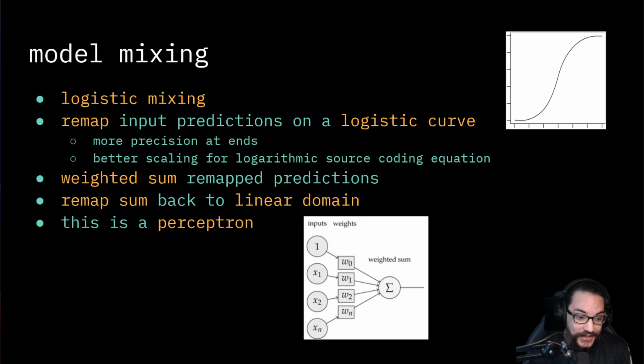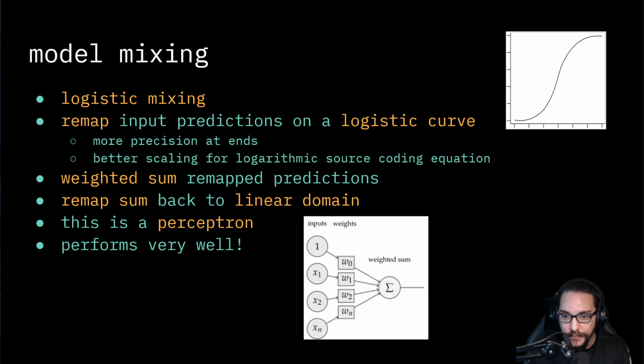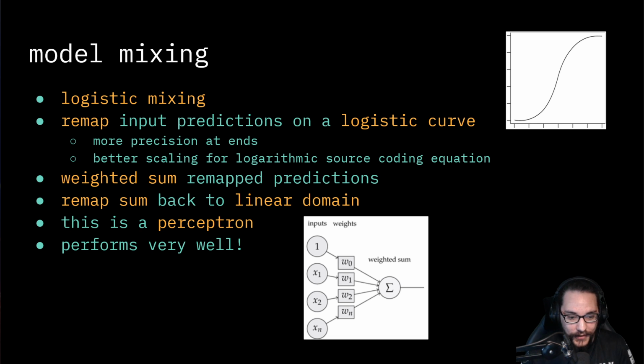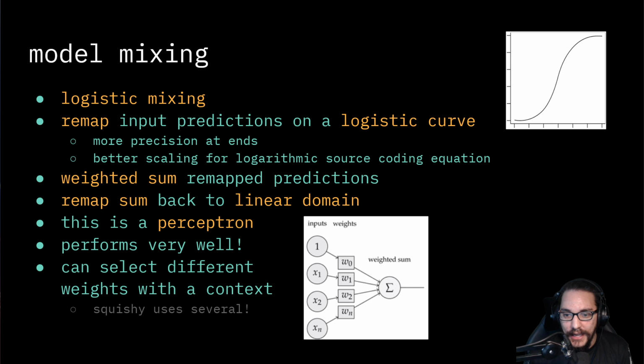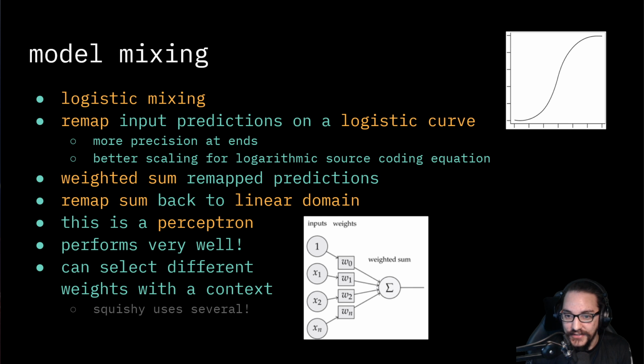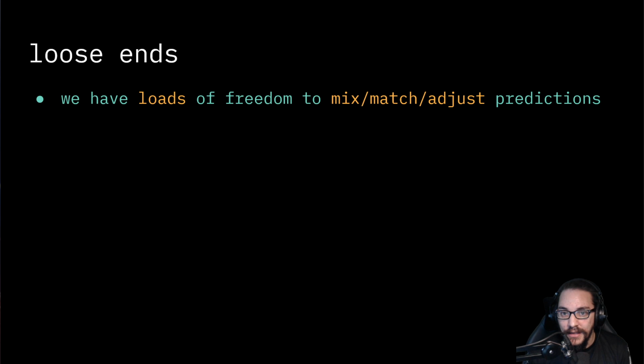This is basically a perceptron from neural networks, where we take a bunch of inputs and do this weighted sum, except we have a remapping function on the inputs and then the inverse function of that on the outputs. And it turns out this is really good. So this is kind of the neural network part of the model. And another really cool trick is that we don't always have to use the same weights every time we mix. We can actually use a context and select different weights here. And that is a really important way to use this that also compresses really well.